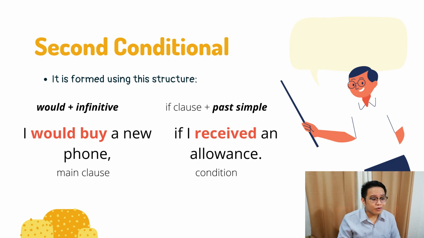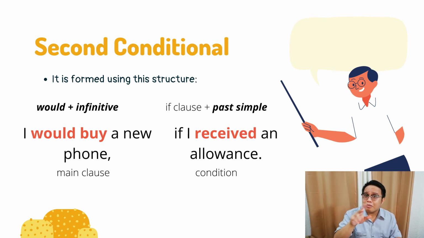Now, we all know that you're not receiving anything. I don't know, maybe you are given an allowance now, but most of you, I am assuming, are not given an allowance. So since it won't happen, the allowance will not happen, you are using the second conditional because it will not happen. Okay? So if I received an allowance, I would buy a new phone.